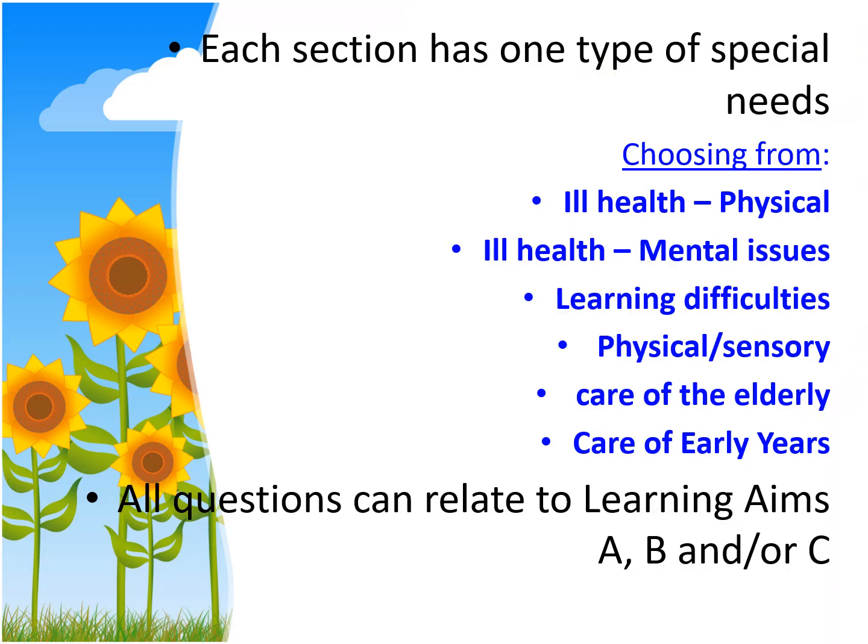When you get to each section of the exam paper, either Learning Aim A, B, C or D, each section has one type of special needs that they will choose for a scenario. So for example, it could be ill health, physical, ill health, mental issues, learning difficulties, physical or sensory difficulties, care of the elderly and care of the early years. All questions can relate to Learning Aims A, B and or C.